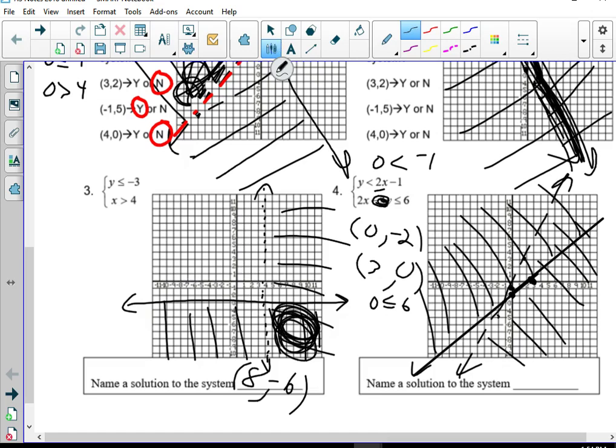So the area where they both overlap is kind of a triangular piece right up in here. That's the overlap. That's your area of answer. So if we're looking for something in that area, something easy would be like 10, 10.